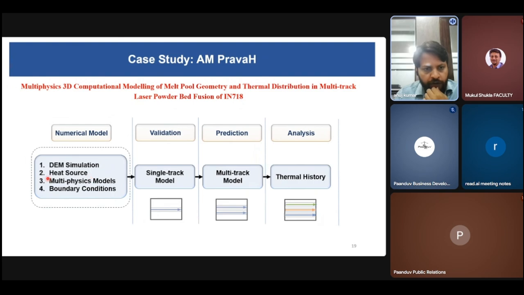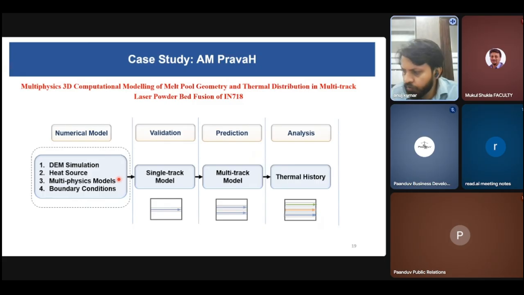Then the most important part is multi-physics models. You have to integrate evaporation, recoil pressure, and the conduction, convection, radiation coefficients. You have to integrate the Marangoni convection, the surface tension, the Fresnel coefficient, and so on.